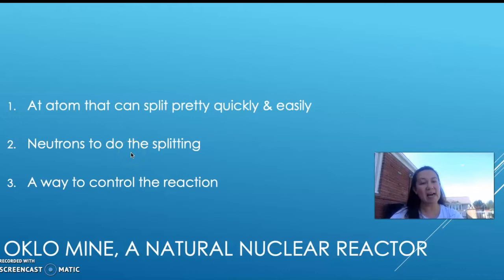In this case, it's neutrons. The neutrons catalyze the reaction so that it begins. But you also need a way to control the reaction, and that way to control the reaction was water. So all three of these things occur in a regular nuclear reactor, except now controlled by humans instead of letting those kilowatts go to waste.